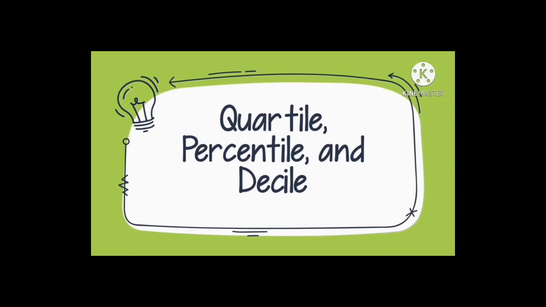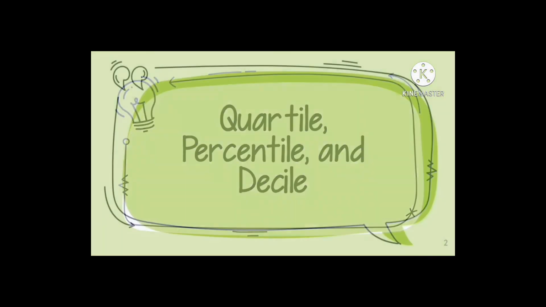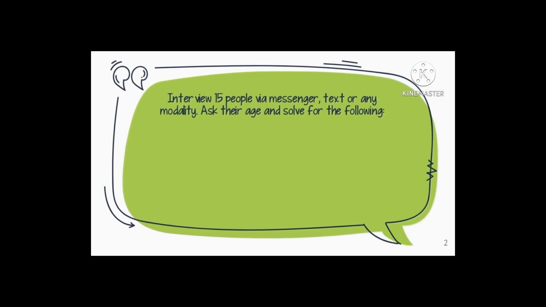Good day, I'm here to present my output in math. We have a task which is to interview 15 people via messenger, text or any modality to ask their age and solve for the 3rd quartile, 2nd quartile, 70th percentile, 35th percentile, 8th decile, and 4th decile.